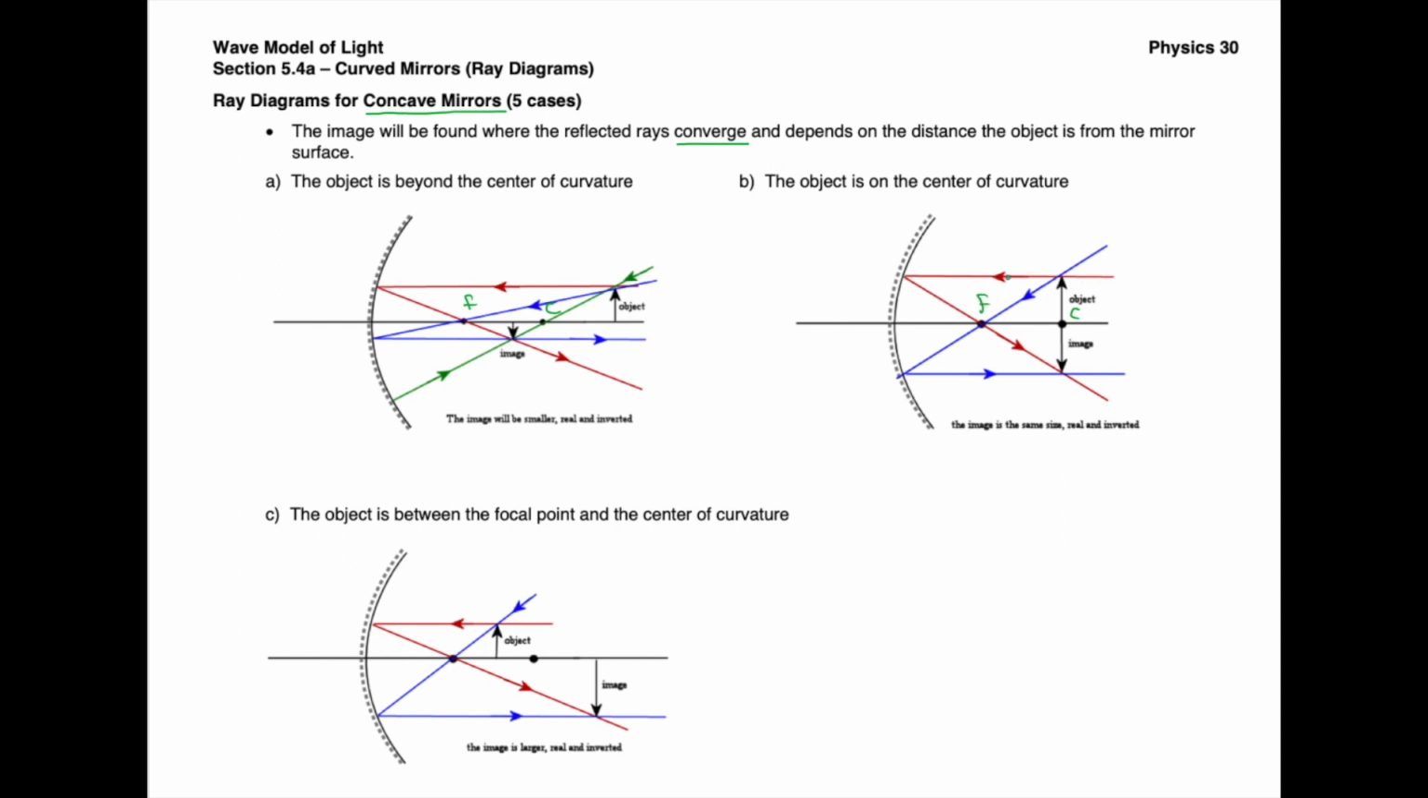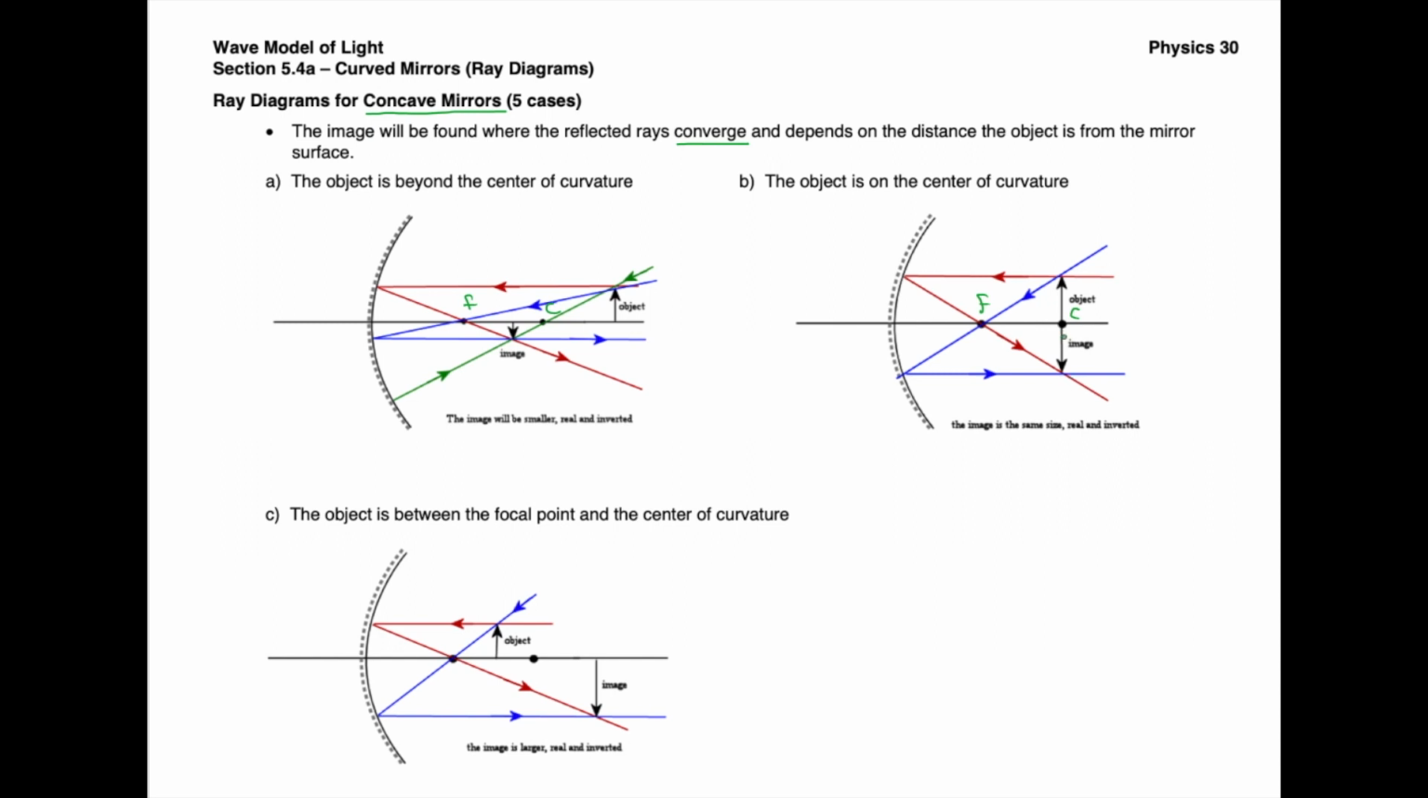And so we have one ray going parallel and coming back through the focal point. And then if we go through that focal point, it'll come back parallel, and so then we get my image here. And we'll see that the image shows up basically the same distance away, and also the same height. The only difference now is that it's going to be inverted.